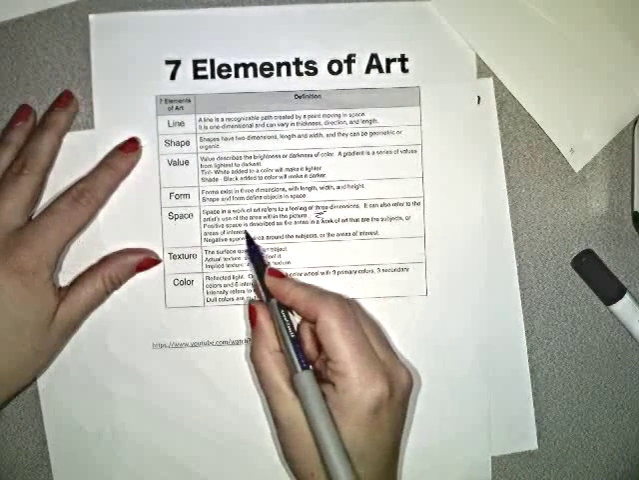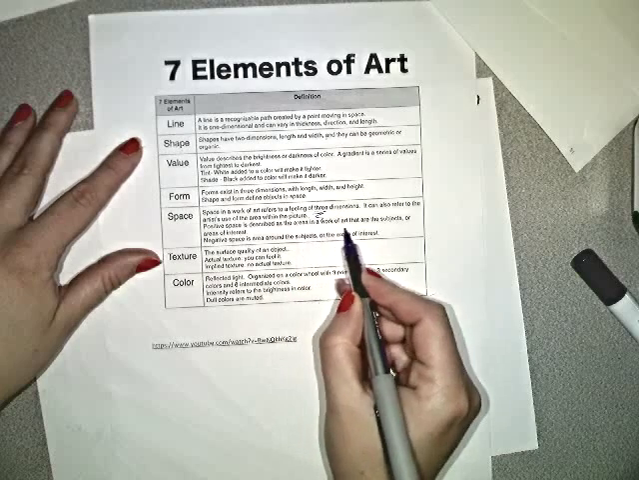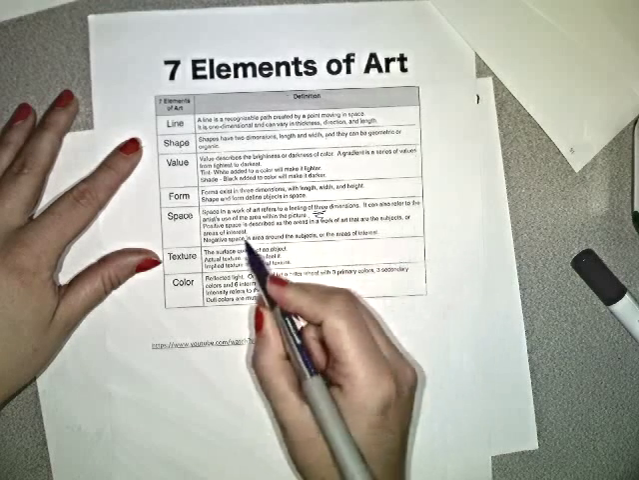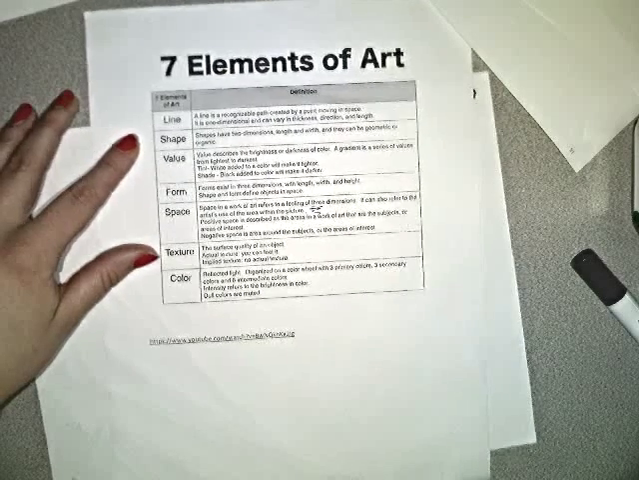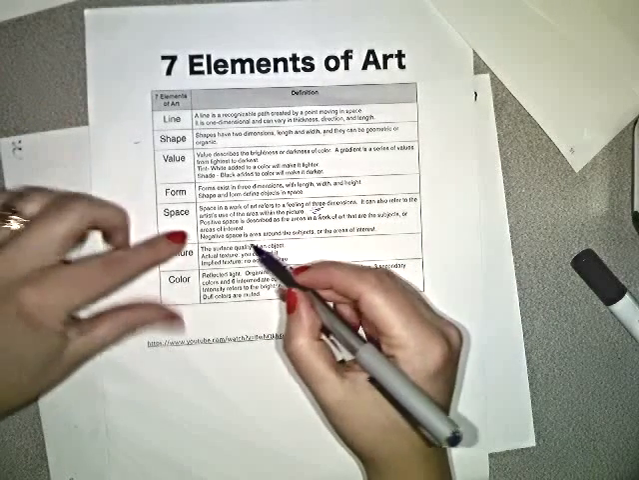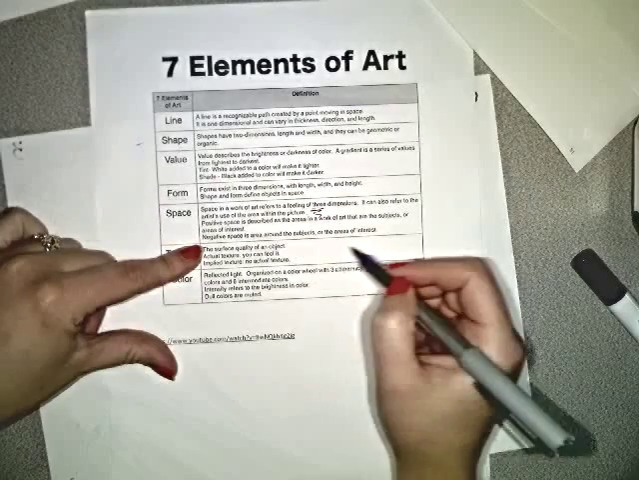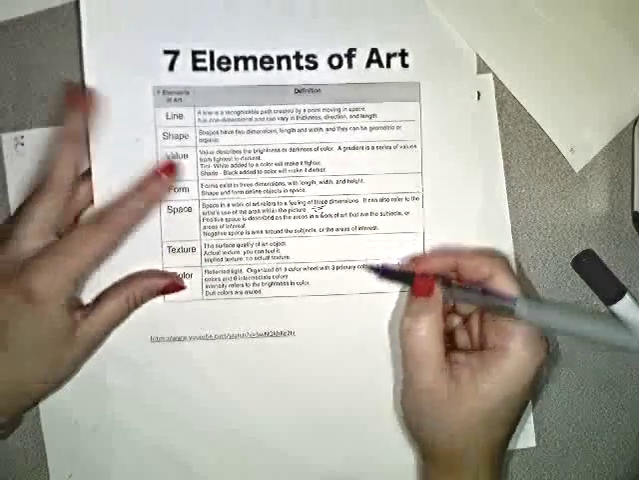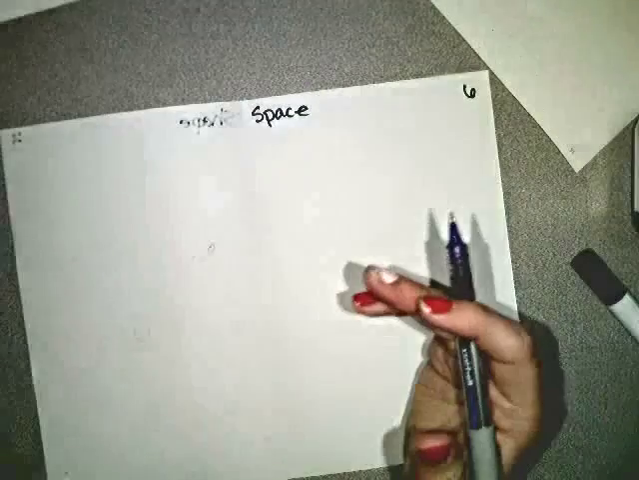Positive space is described as the areas in a work of art that are the subjects or areas of interest. I also like to think of it as where you add something to it, a positive addition. Negative space is the area around the subjects or the areas of interest. So it's spaces that are left blank, like sometimes the sky is left blank.